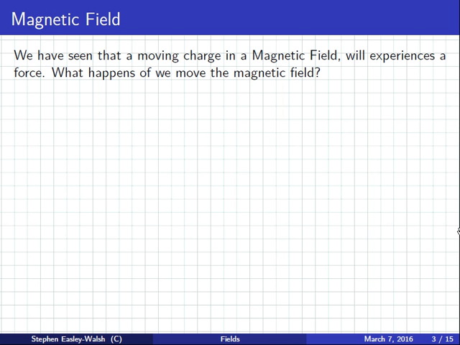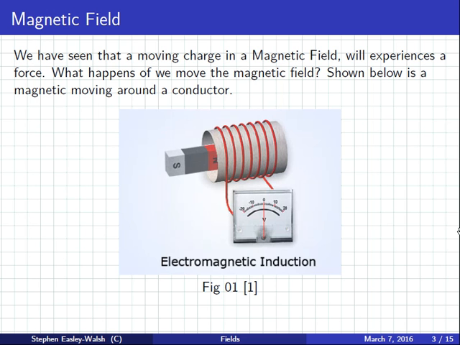So, what happens if we move the magnetic field? In the picture below, we have a magnet, and we're moving the magnet around this conductor. What you notice is that you get a current here, a voltage. So in other words, when we move the magnet, we can make a current. This is called electromagnetic induction, when we move a magnet to make a current. You don't need to write all this down, but I think the picture might be good with the title, electromagnetic induction. So try and draw this in your notes.